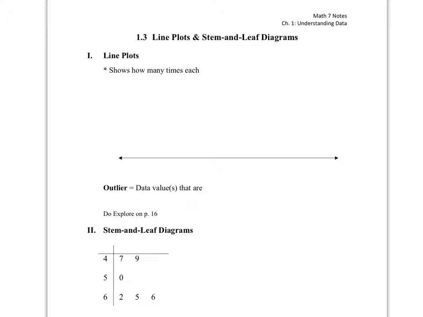Let's look at what line plots are. They show how many times each data value, or number, occurs. So the example we're going to try here in class is the ages of people in the room. This line here is a number line. Number lines are evenly spaced, typically. So let's go through and get some ages here.